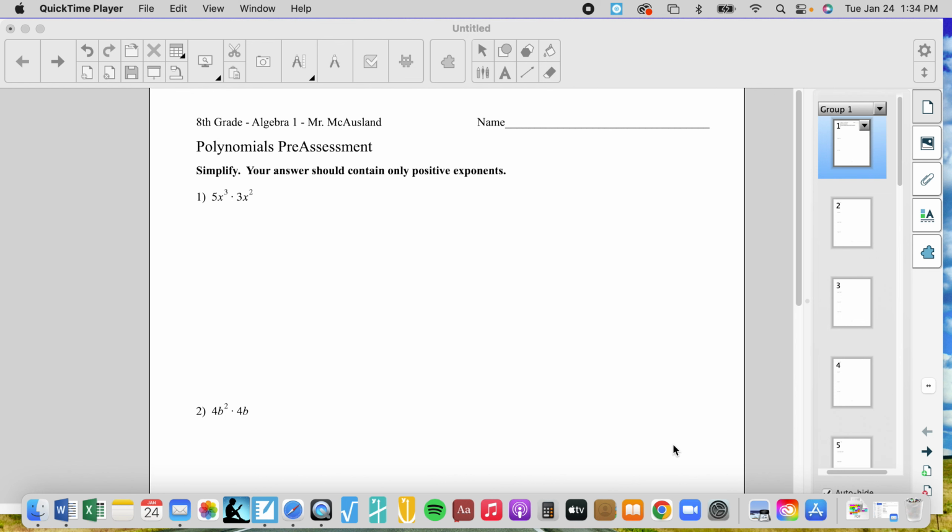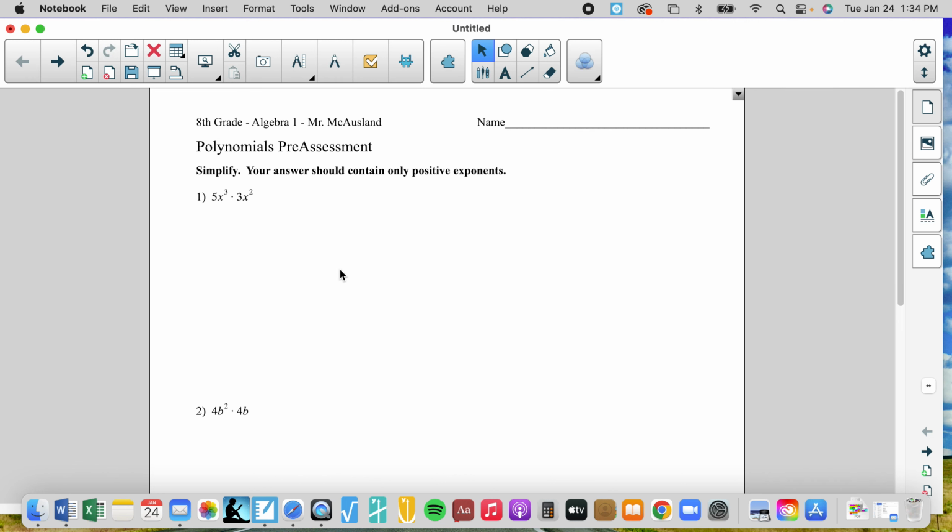This is the pre-assessment for multiplying, adding, distributing polynomials. I'm going to see if I can get this done in 30 minutes, less than 30 minutes. I have to be somewhere at 2 o'clock.